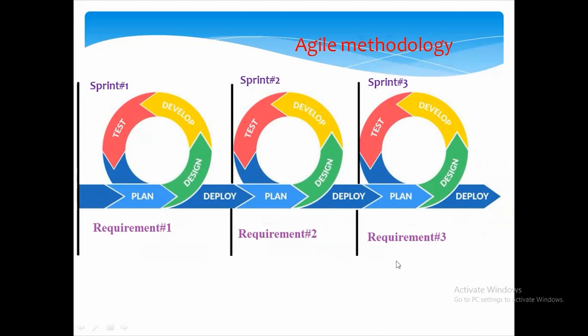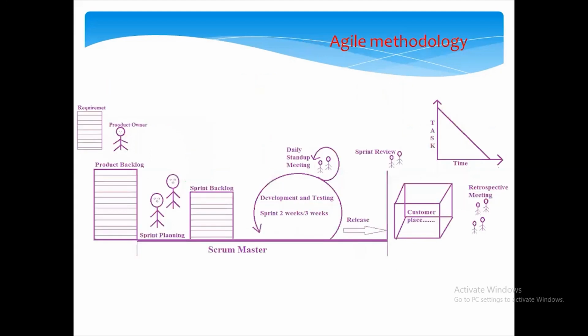Once he has decided, he will give the sprint wise requirements. So he will divide the requirements into sprints. The requirements are broken down here. After analyzing the requirements, he defines the deadline for each and every activity. For example, sprint 1 has to be finished within 2 weeks, meaning he decides the timeline. Depending upon the requirement, he decides the timeline.